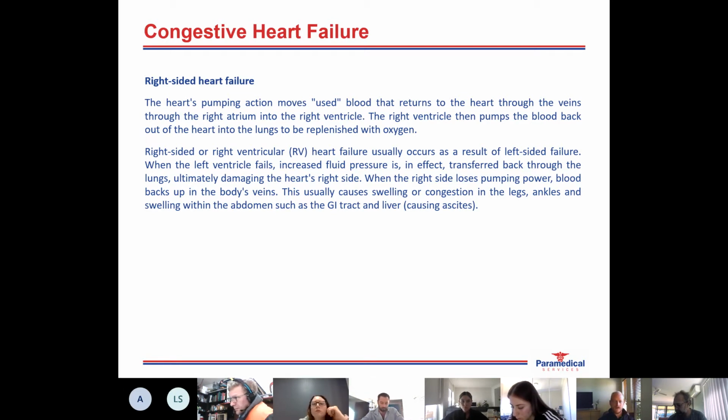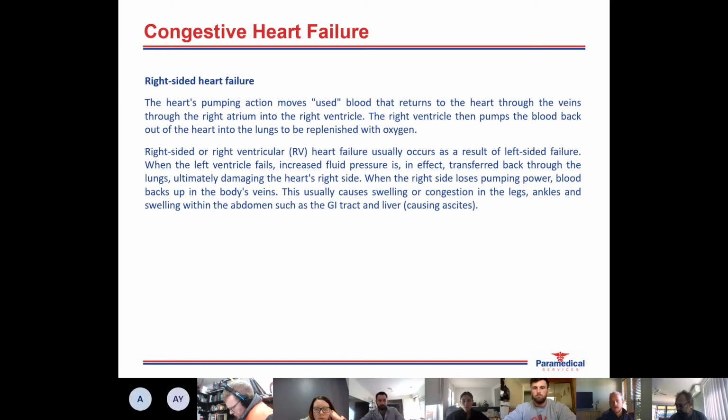When we look at right-sided or right ventricular failure, this usually occurs as a result of left-sided failure. So always remember that left-sided failure would generally precipitate right-sided failure. When the left ventricle fails, increased fluid pressure in effect transfers back through the lungs, ultimately damaging the heart's right side. When the right side loses its pumping power, blood backs up into the body's veins, and this usually causes swelling or congestion in the legs, or what we would refer to as peripheral edema, in the ankles, and swelling within the abdomen, such as the GI tract and liver.